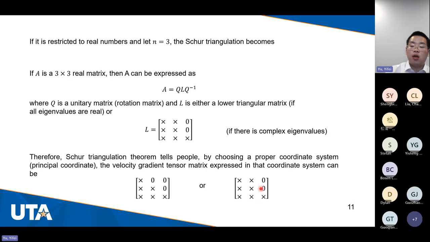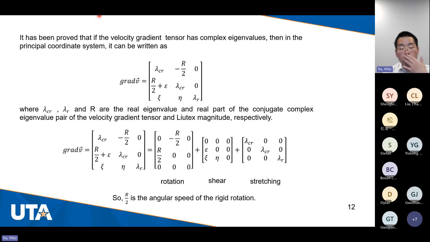For this format, it has complex conjugate eigenvalues, and the rotation exists. So we have proven that in the proper coordinate system, the velocity gradient tensor can always be written in this format. The diagonals are the real part of the complex eigenvalue, and this is the real eigenvalue. The 1-2 position, partial u over partial y, is negative r over 2, and this position is r over 2 plus epsilon.